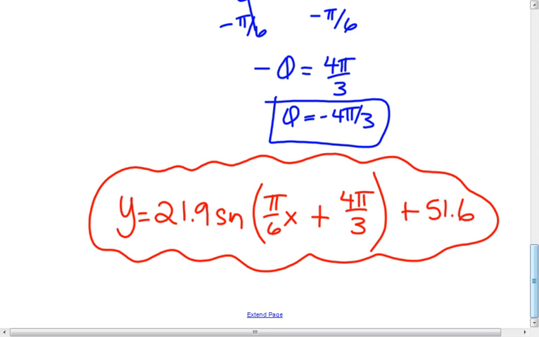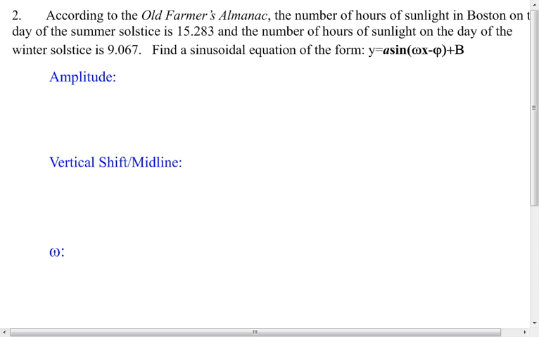Okay, and we're going to do a couple more just to make sure you're okay. This one has to do with average hours of sunlight, and it kind of assumes you know some things that are maybe not so obvious in this problem, so I wanted to go over it just to make sure we're all okay. But I hope you know that the summer solstice is the day of the year where there's the most hours of sunlight, and the winter solstice is the day of the year where there's the least hours of sunlight.